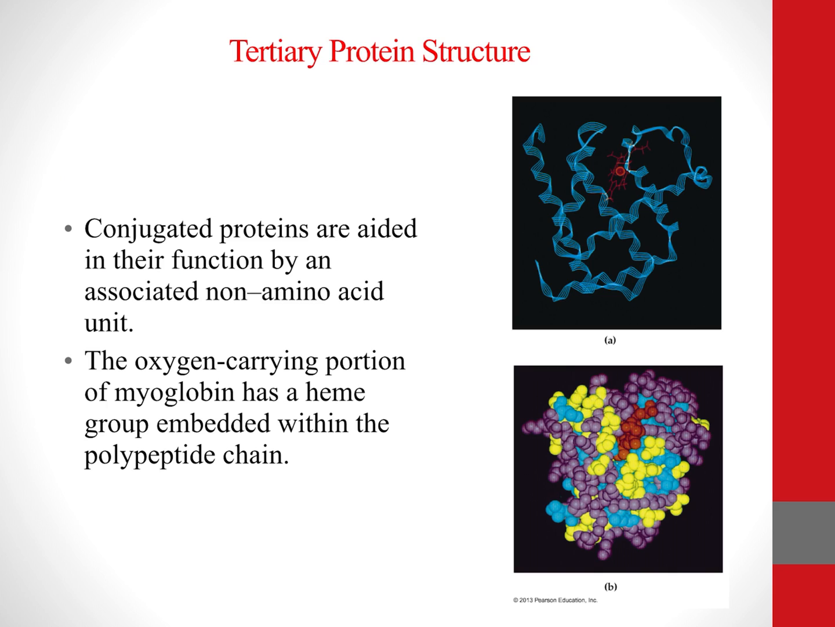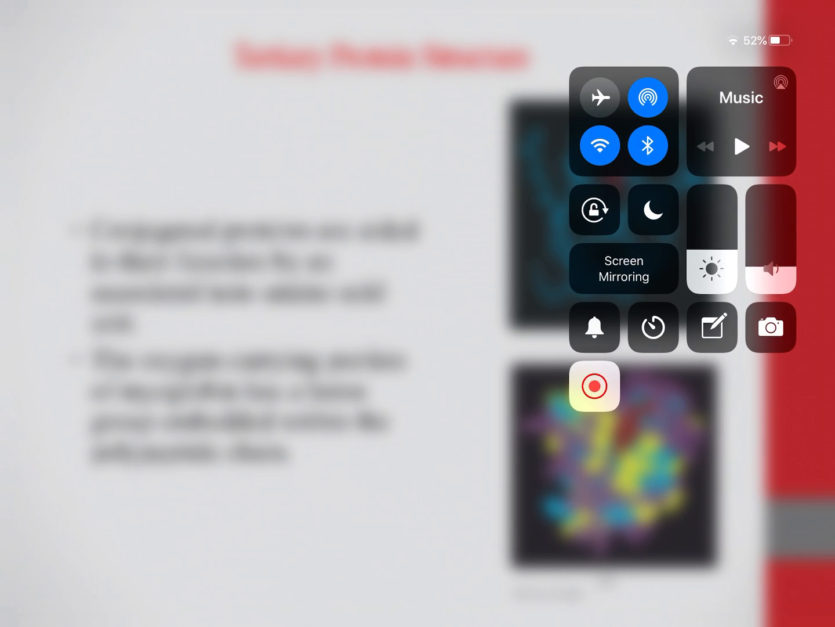Tertiary structures can also have conjugated proteins, which are proteins that are aided in their function by one or more non-amino acid units in the structure. For example, myoglobin, the picture represented in A and B. Myoglobin has a heme group embedded within the polypeptide chain, and that's the red portion in A and also in B. That's the heme group that will carry the oxygen in myoglobin. In the next structure, we'll see iron within one of the protein structures. Anything that's not part of the amino acid would be considered a non-amino acid unit, and then it would be considered a conjugated protein.